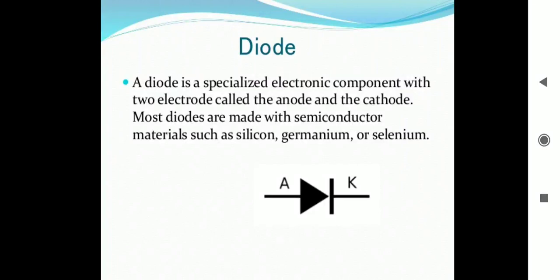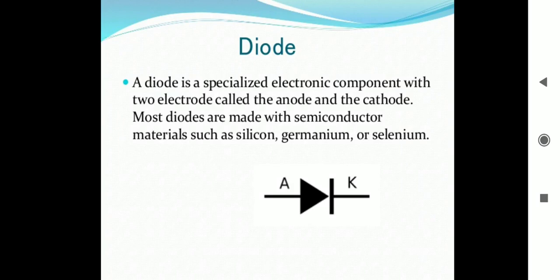So what are the types of diode? PN junction diode, Zener diode, photodiode, LED, that is light emitting diode. These are some types of diodes. One of the most important types of diode is the Zener diode. The Zener diode is always used in reverse bias condition, as we have discussed in previous lectures.